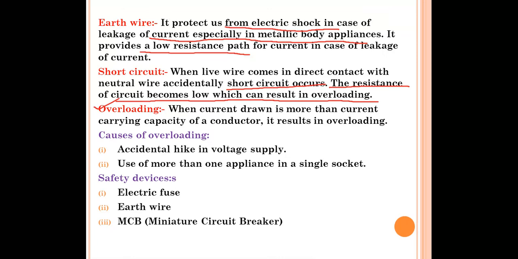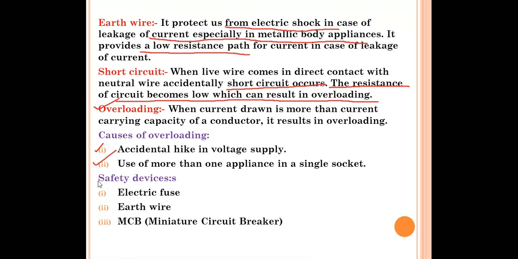So what happens when we are using the current more than what we are getting? That is called overloading. When current drawn, means the current which we are taking, is more than the current carrying capacity of a conductor, that is called overloading. So what are the causes of overloading? Accidental hike in voltage supply. This is one of the causes. Okay, if some voltage surge occurs like that, in that also overloading will occur. Use of more than one appliance in a single socket. If in one socket only, you use more than one appliance, more than one device, then also overloading can occur.